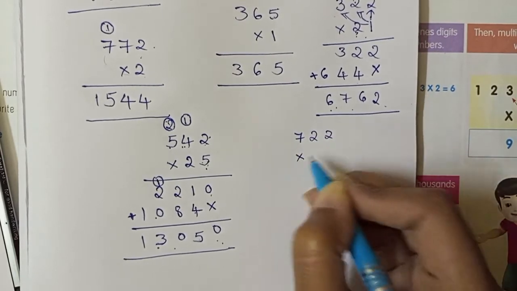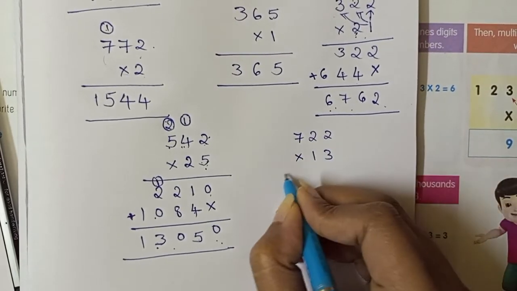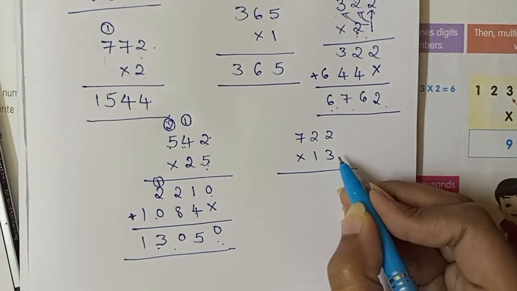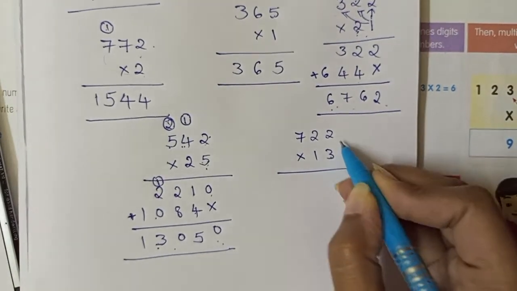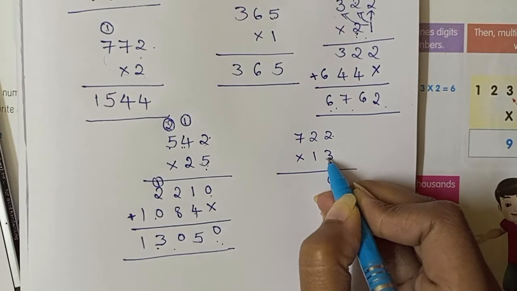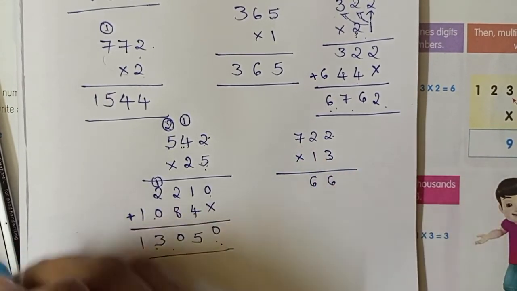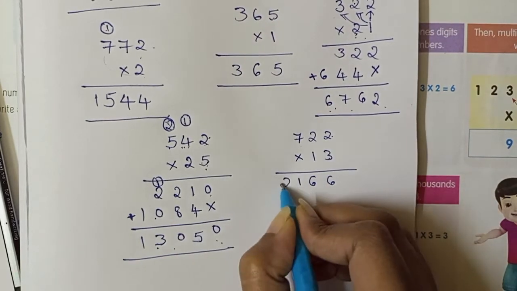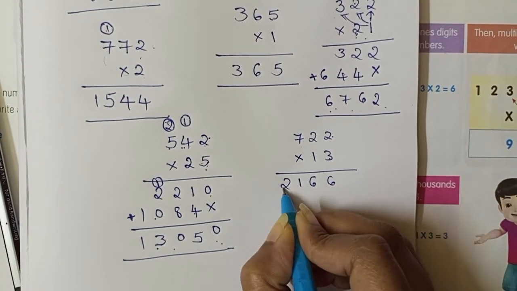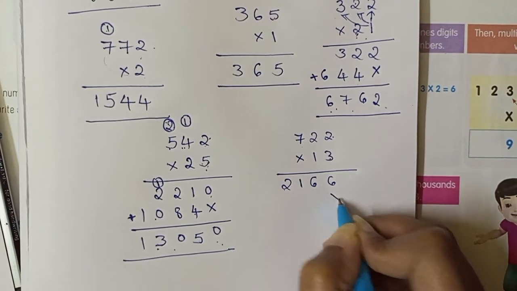722 into 13. See the example now. 3 2s are 6, and again 3 2s are 6. 3 7s are 21. 1 in the hundreds place, 2 in the thousands place. So 1's place is completed.